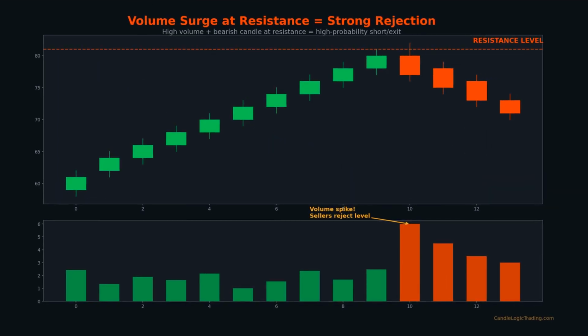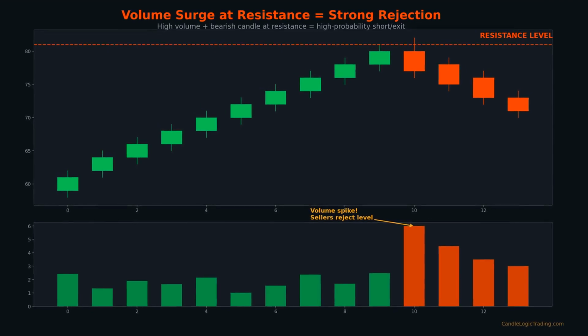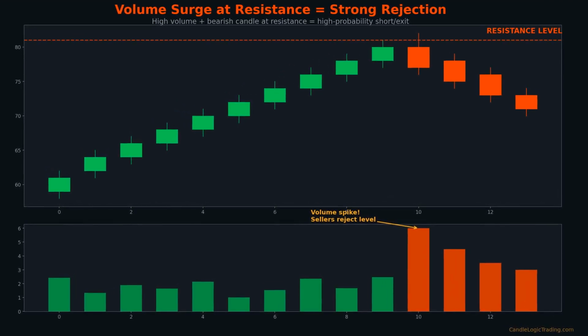Now let us look at resistance, the ceiling where sellers have previously pushed price down. Same concept, but in reverse. When price rallies into a resistance level and you see a volume surge with a bearish candle, a shooting star, a bearish engulfing, a big red bar, that tells you the sellers are defending that level aggressively. The bigger the volume surge, the more conviction behind the rejection. The stock tried to push through, the big players said no, and the rejection was violent.